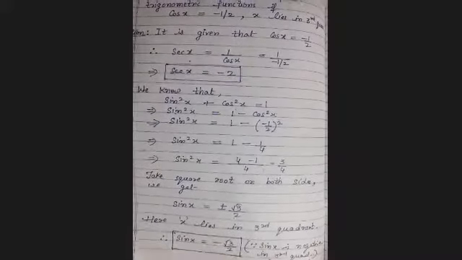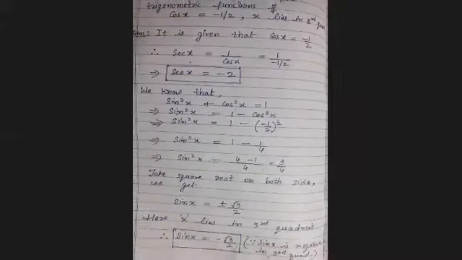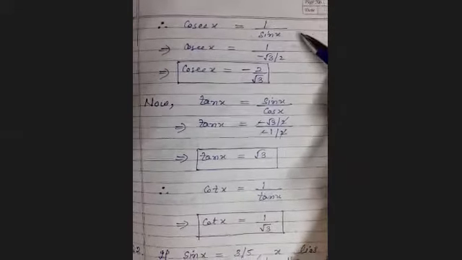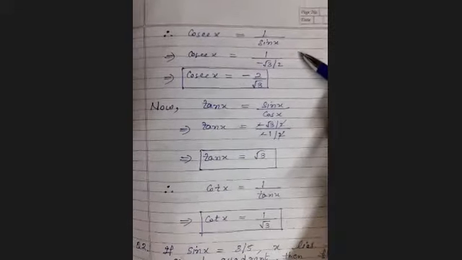Similarly, we can find out cosec x, because we know that cosec x and sin x are reciprocals of each other. Therefore, you can see here, cosec x is 1 upon sin x, and sin x is minus root 3 by 2. By taking the reciprocal, we get minus 2 by root 3, which is the value of cosec x.